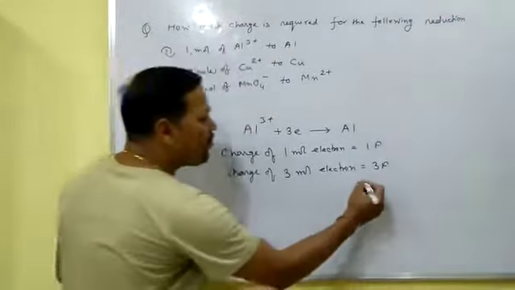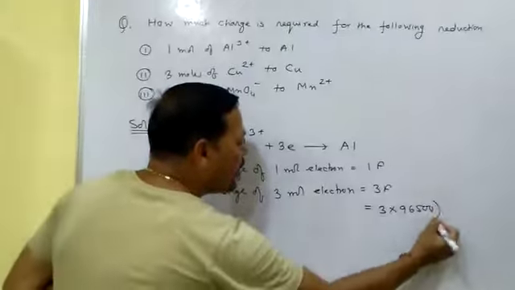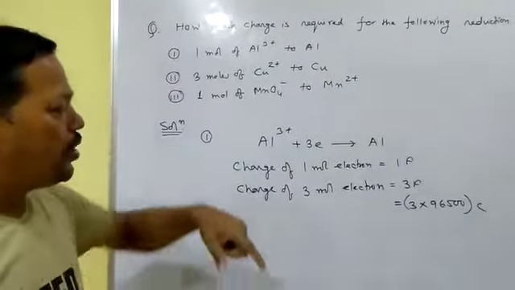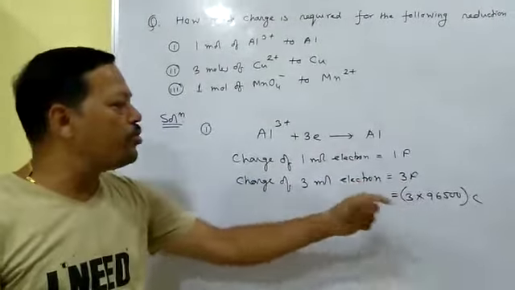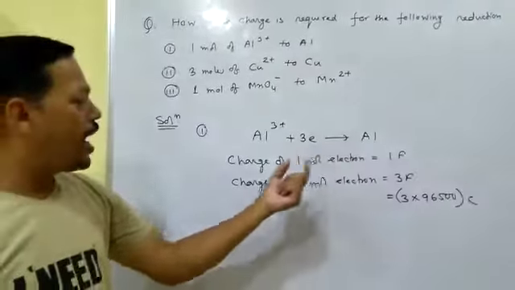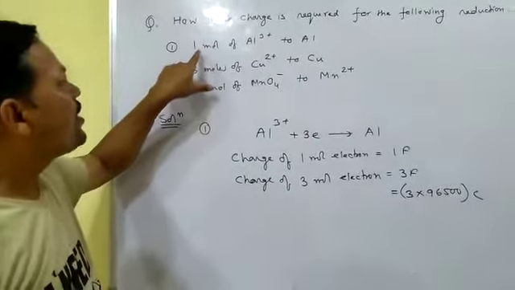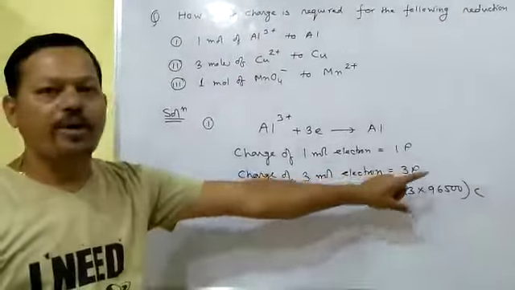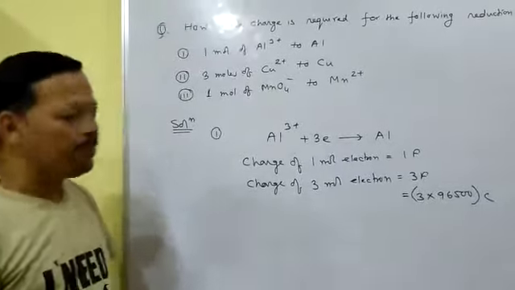I mean, the charge required to do this reduction is 3 Faraday. You know the value of Faraday. When you put the value of Faraday, 96500, then you will get the answer in terms of Coulomb. So in this way, you can express the amount of charge in terms of Faraday and also in terms of Coulomb. So this is about the first one. To do the reduction from Al3+ to Al, the charge required is 3 Faraday. In terms of Coulomb, 3 into 96500 Coulomb.